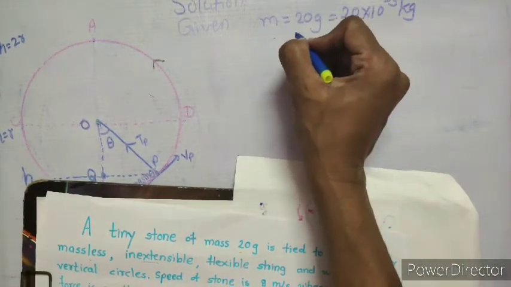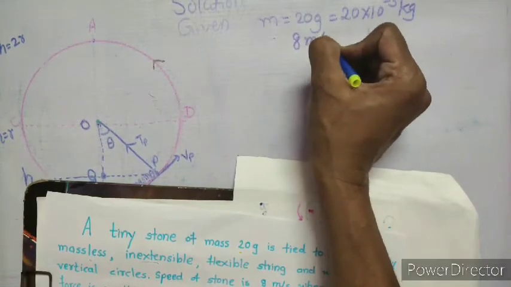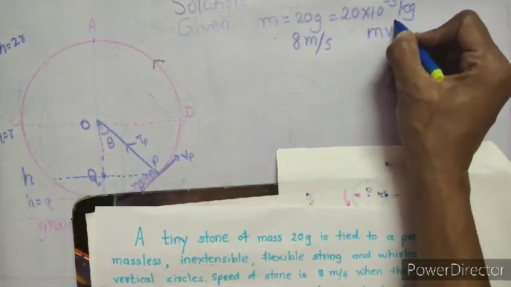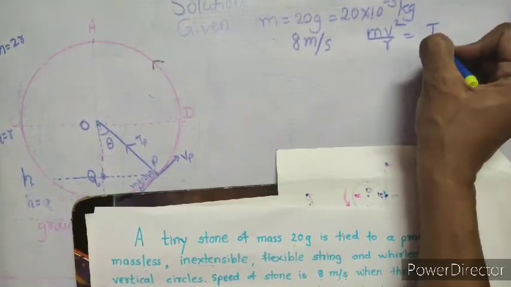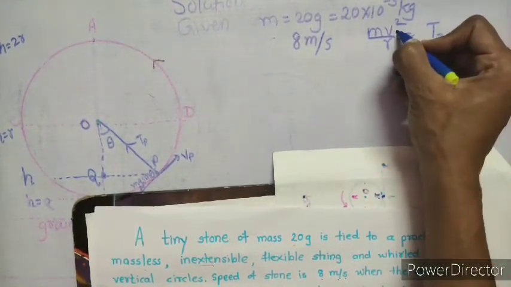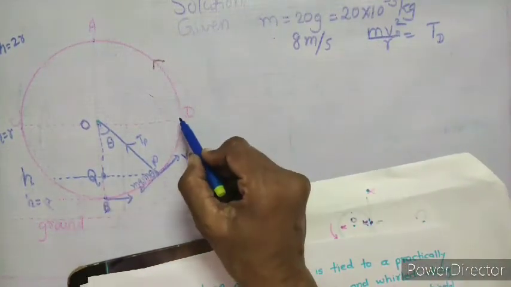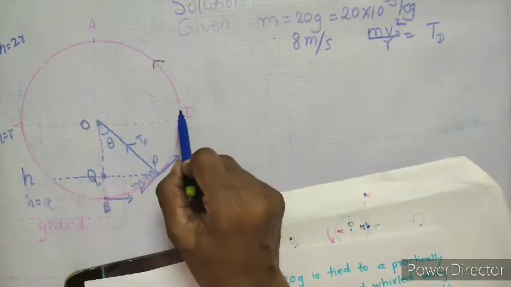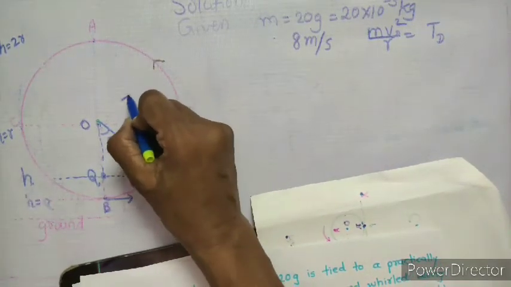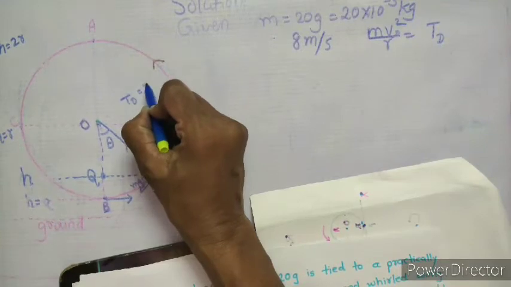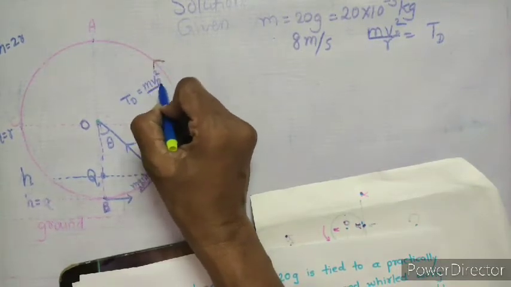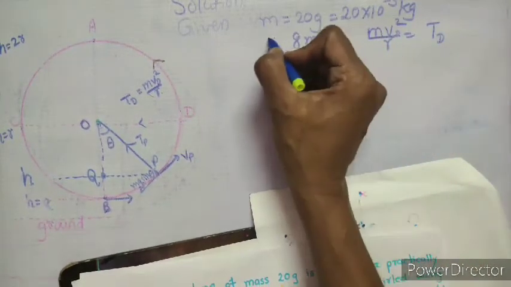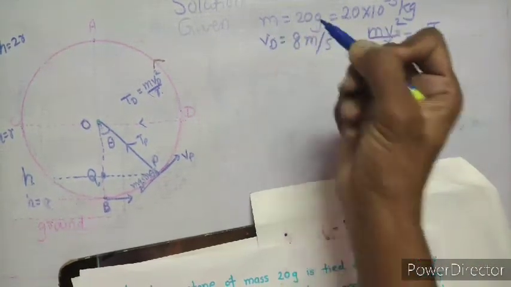Speed is given as 8 meter per second, but this is the speed when centripetal force is equal to tension, and this is the condition for horizontal level points. So in the previous lecture we discussed that for horizontal points like C and D, centripetal force is provided by tension. At this point it is given, therefore it represents VD.